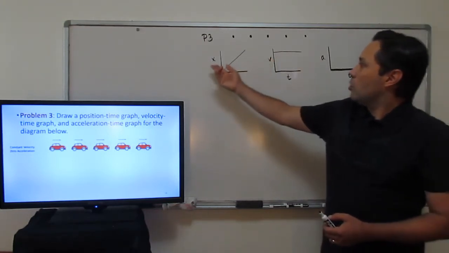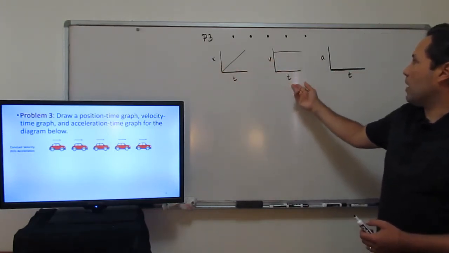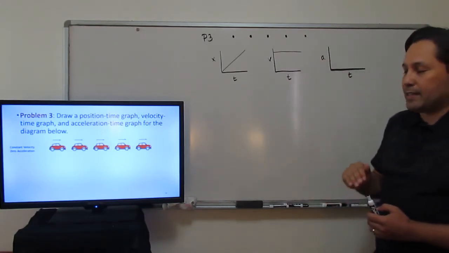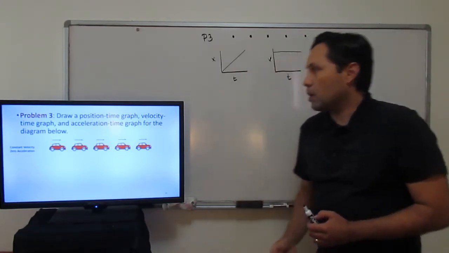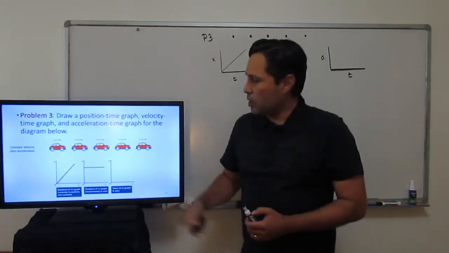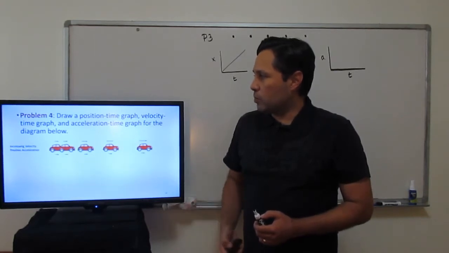So it's your position time graph, velocity time graph, and acceleration time graph. Notice that I always put time on the x-axis. Let's move on, there's the answer for this one. Let's go ahead and move along to the next problem.